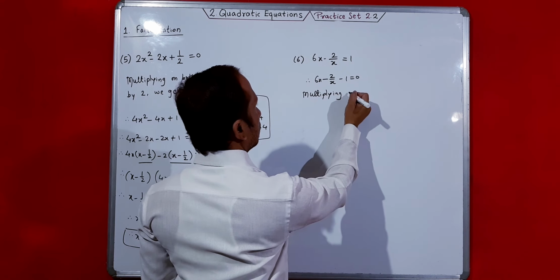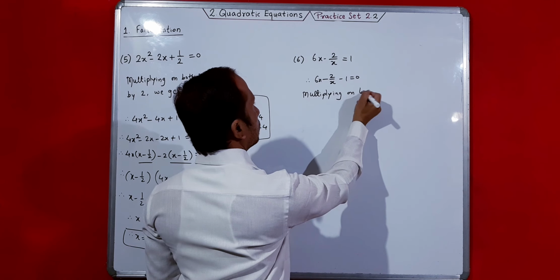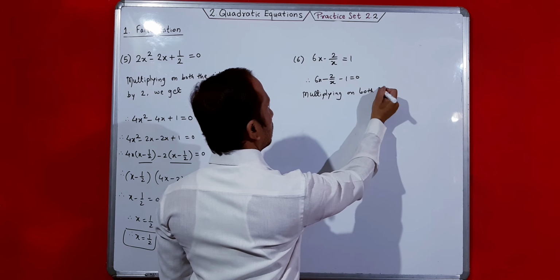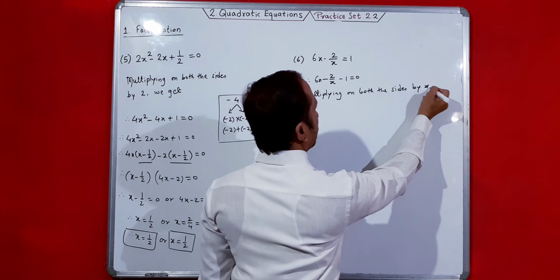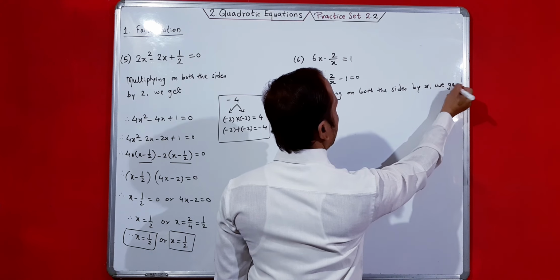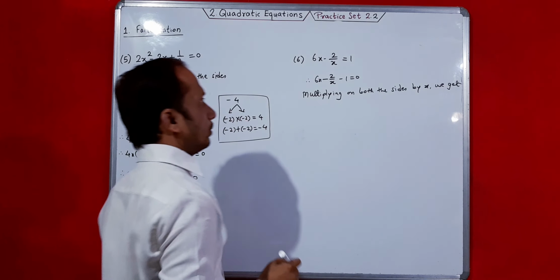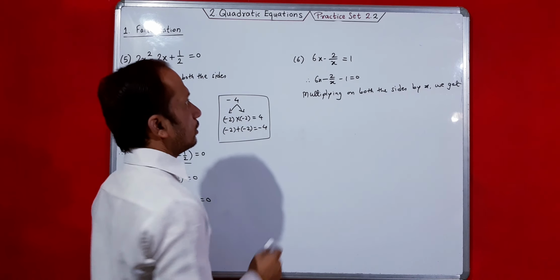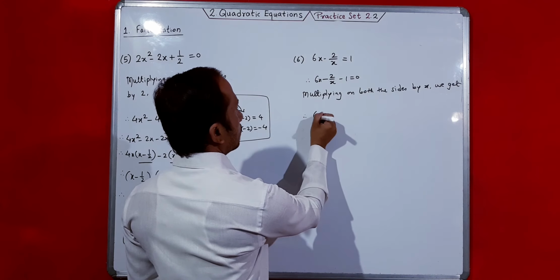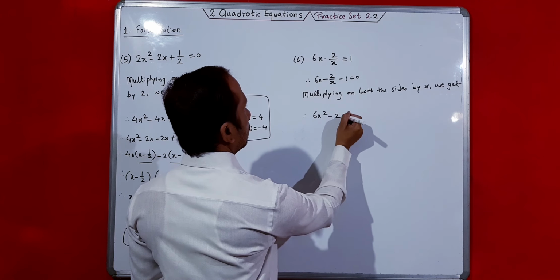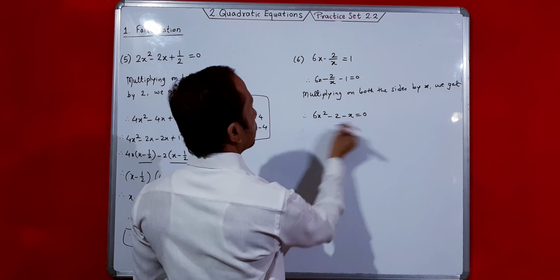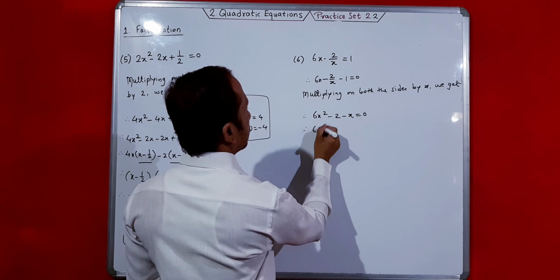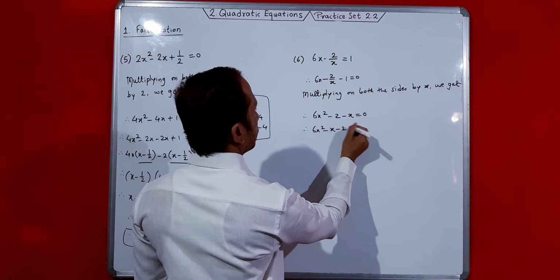Multiplying on both sides by x, we get 6x square, here minus 2, and this will be minus x is equal to 0. 6x square minus x minus 2 is equal to 0.